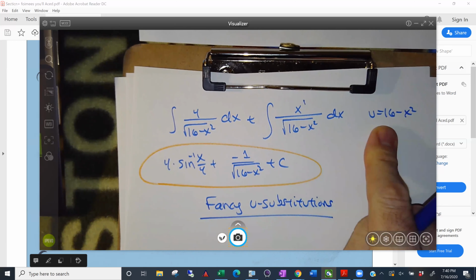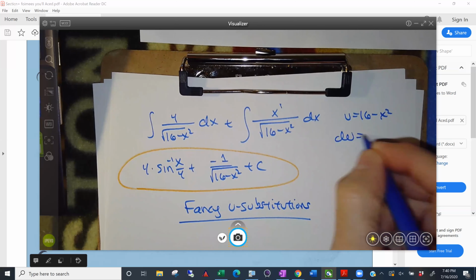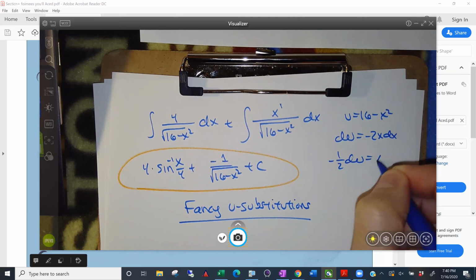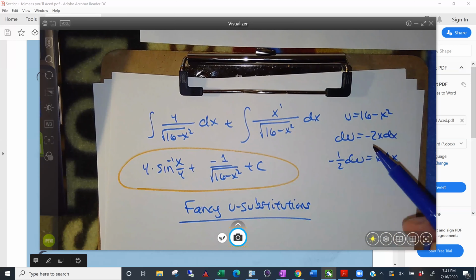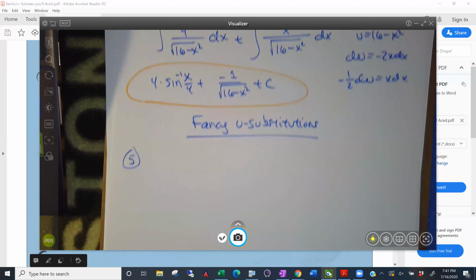So this was just a regular old boring garden variety u substitution. u is this, du is minus 2x dx, and minus 1/2 du equals x dx, and on and on. That's just a pretty generic, boring u substitution. We're going to do some u substitutions on steroids, some really fancy ones. So what do I mean by that? Well, let's start with this one, for example. It's our fifth problem.